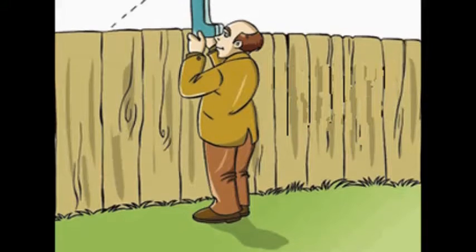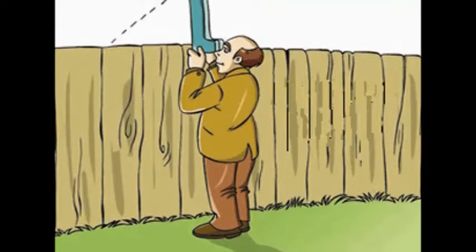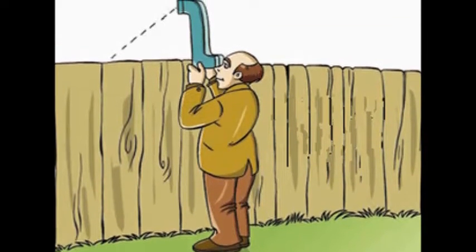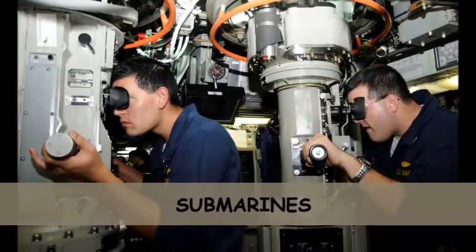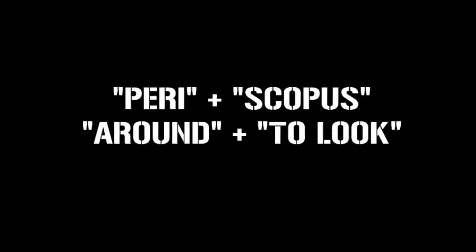So most of you may know about the periscope. For those who don't, I'll explain. The periscope is a simple optical device which is used to see over tall objects such as walls. You may know the periscope is widely used in submarines. The word periscope comes from the Greek word peri, meaning around, and scopus, meaning to look.